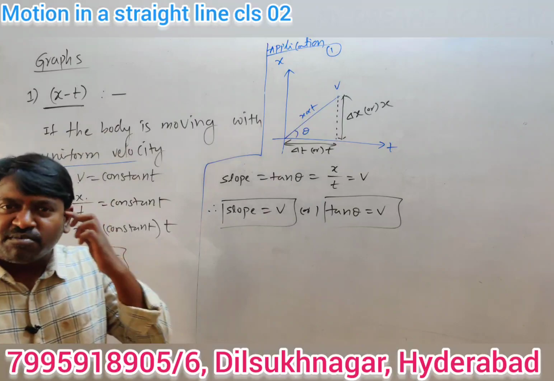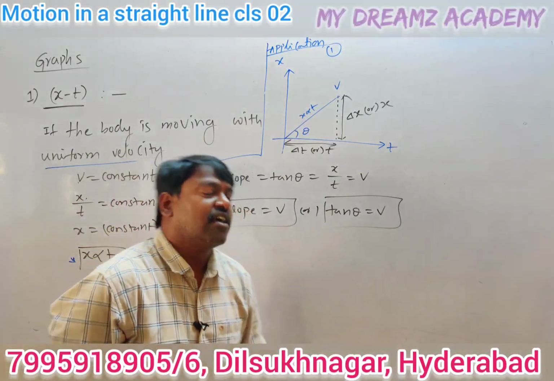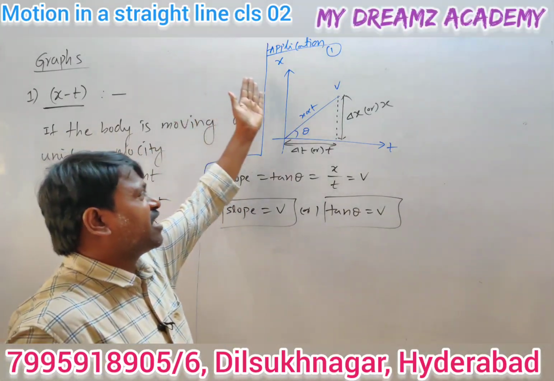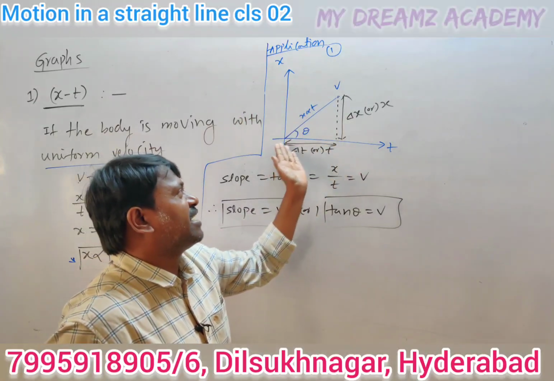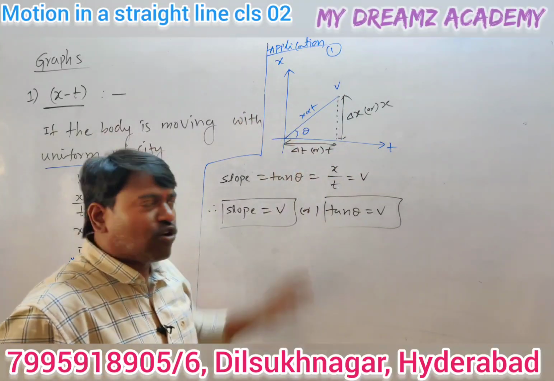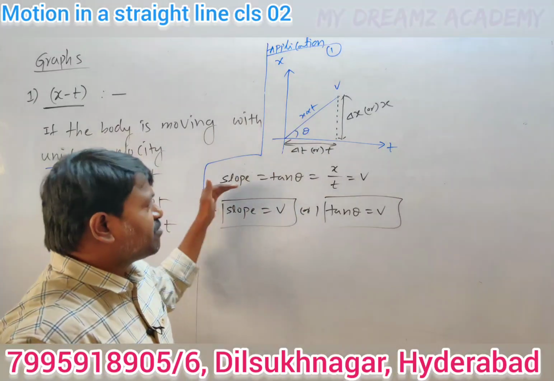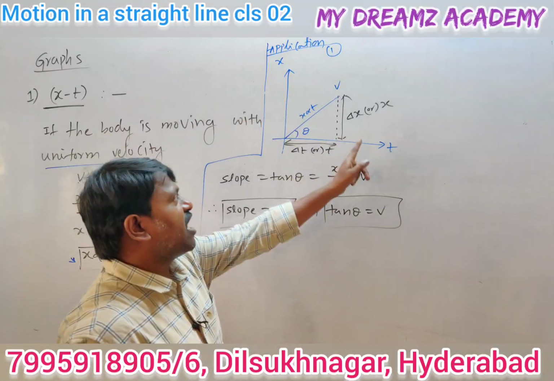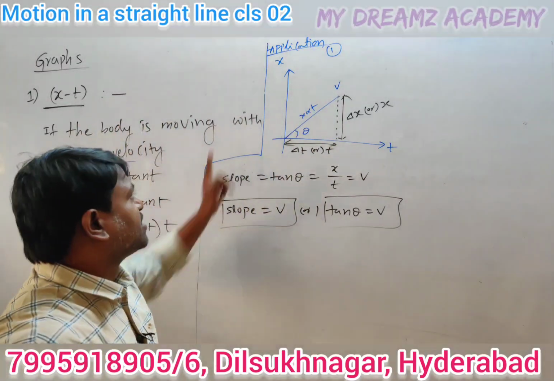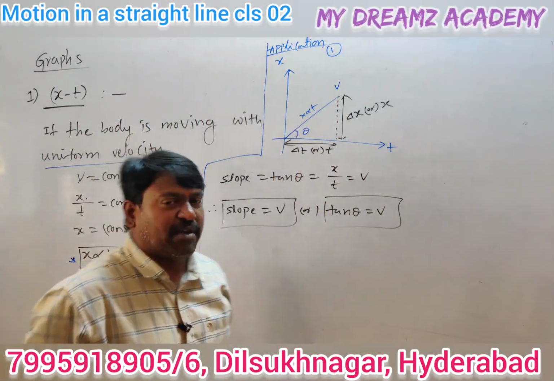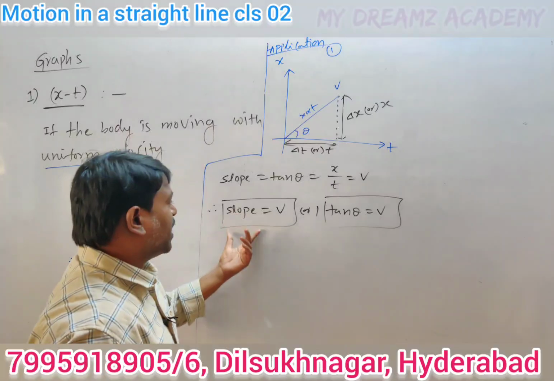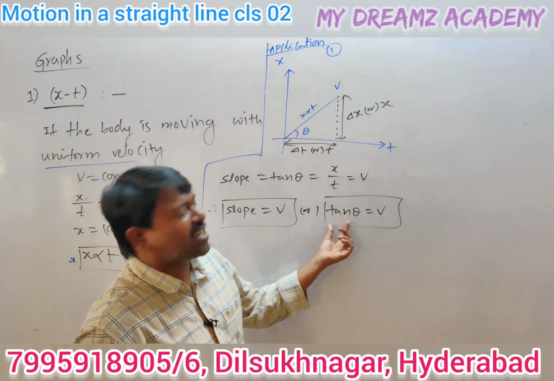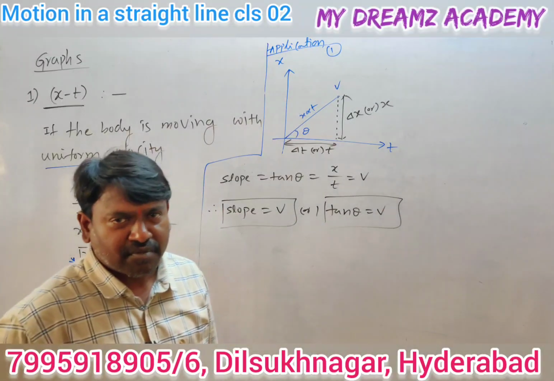Now if the body is moving with uniform velocity, we get an xt graph, a displacement time graph, which is a straight line from the origin. The slope of this line, which is tan theta, becomes the velocity. So the slope of the xt graph equals v, or tan theta equals velocity v.